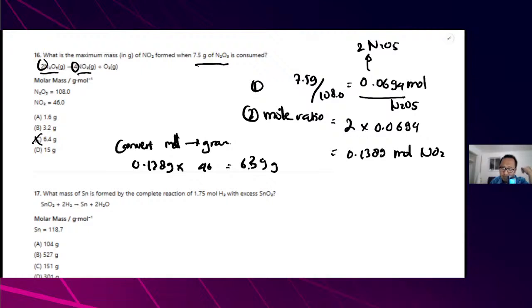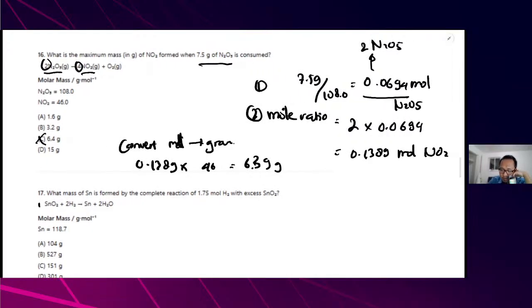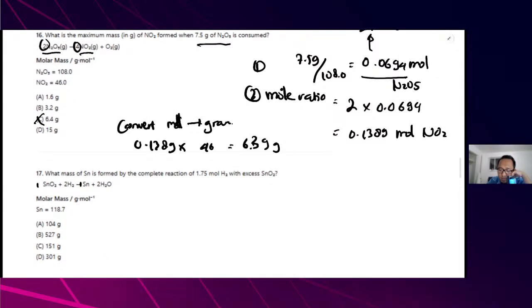From the balanced equation, 1 mole of SnO2 corresponds to 1 mole of Sn, or tin. So this one is 1, and this one is also 1. How do we know this is 1? By using the coefficient. The coefficient here represents the moles of that compound.